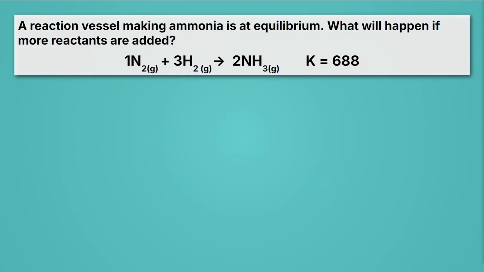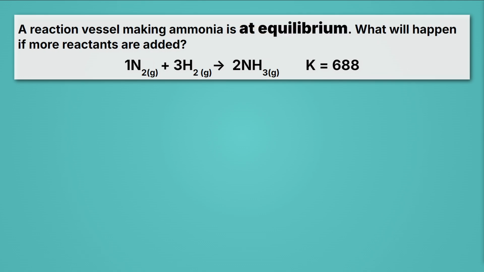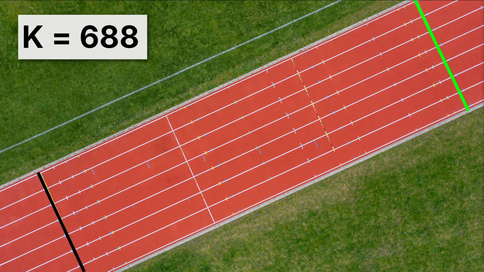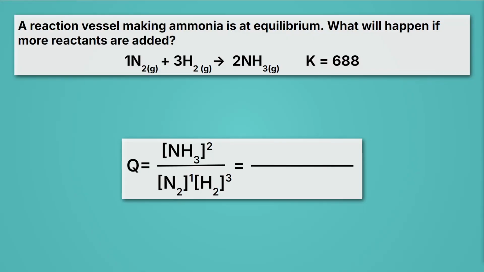Let's say that a reaction vessel making ammonia is at equilibrium. What will happen if more reactants are added? Here's the key. For all of our Le Chatelier's problems, they start at equilibrium. So in this case, if our equilibrium constant is 688, then our Q is also 688. We're at the finish line of the chemical reaction. And here's the thing. Remember that Q can be written as NH3 over N2 times H2, but that's telling us that we have products over reactants.